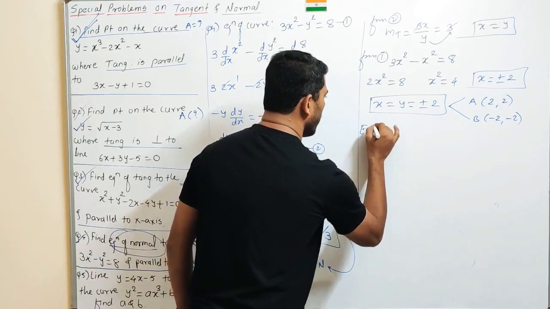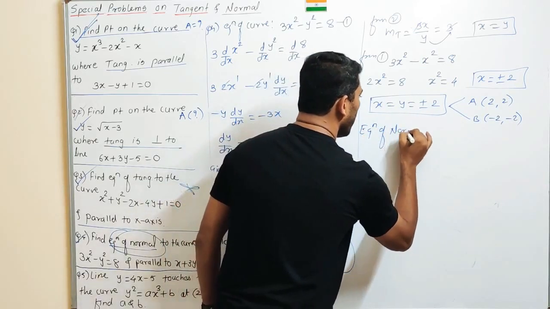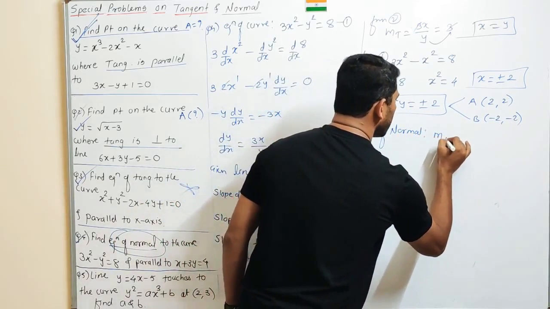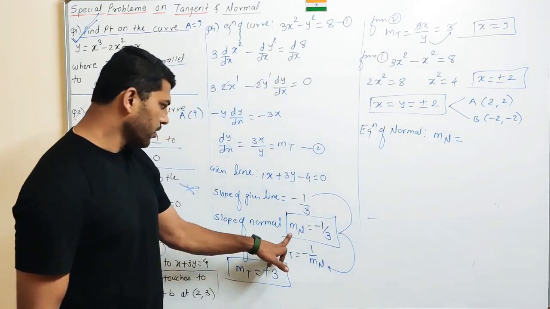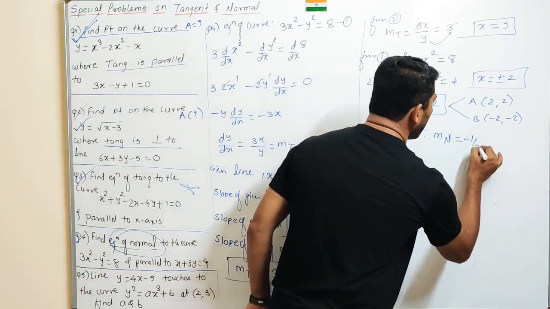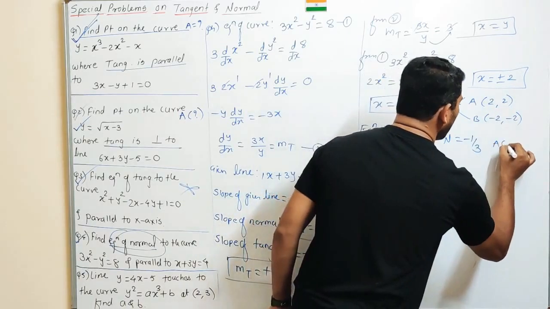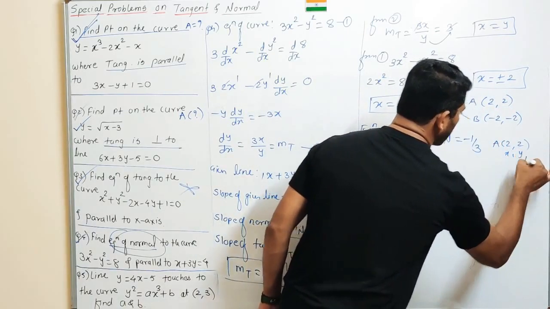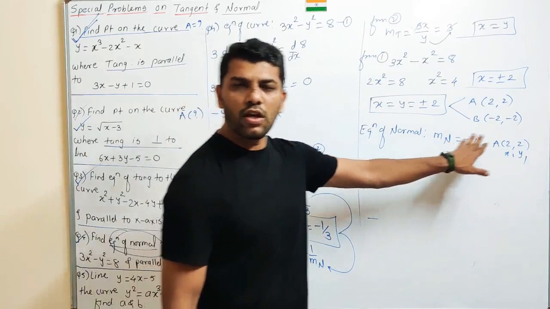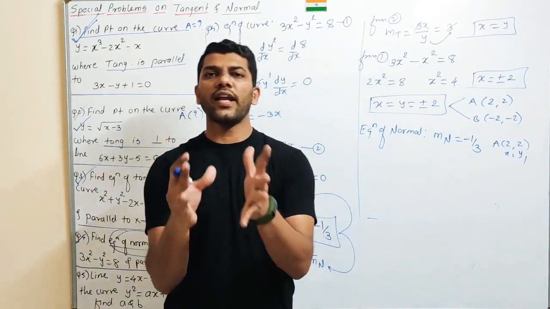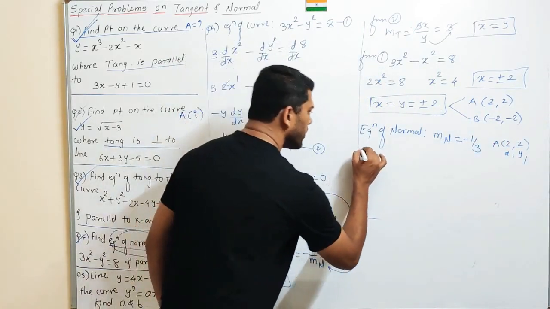So to obtain the equation of normal, we have two data points. First, the slope of normal is minus 1 by 3, and this is the point (2, 2). Let's mark this as x1, y1. So slope is known, point is known. How to find the equation of normal?